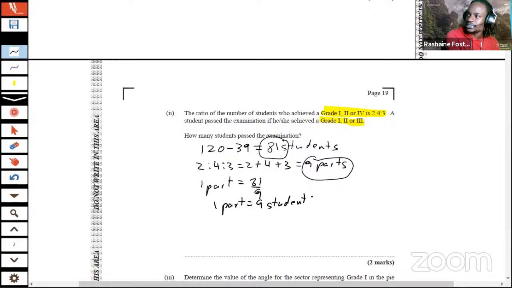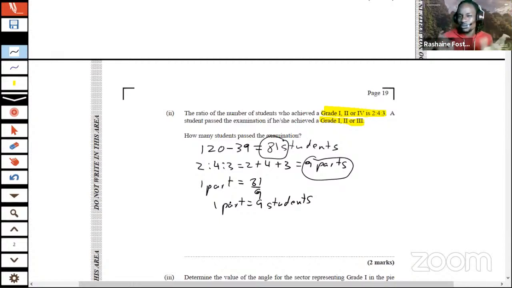So one part is representing 9 students. If we know that one part is representing 9 students, we can use that information to figure out how many students got a grade 1, how many got a grade 2, and also how many got a grade 4.